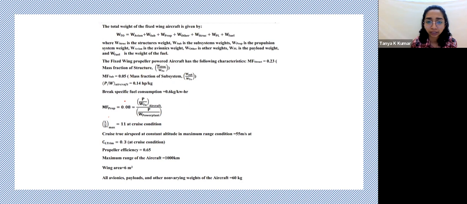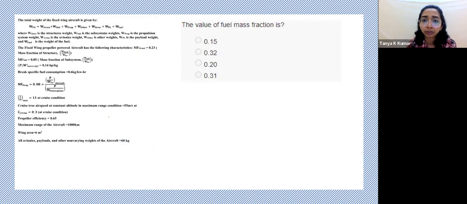Then they've given you a ratio between the power and the weight. Then they've given you BSFC, the mass fraction of the propulsive system, the L by D max, CL trim, cruise airspeed, propeller efficiency, maximum range, wing area, and the sum of the components: avionics, payloads, and other, given as 60 kgs. Now let's look at the questions. What is the value of the fuel mass fraction? I'll give you some time to go through the question again and try to come up with an idea of how we will solve this.